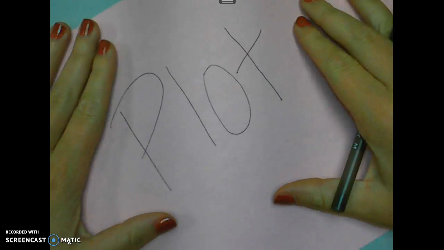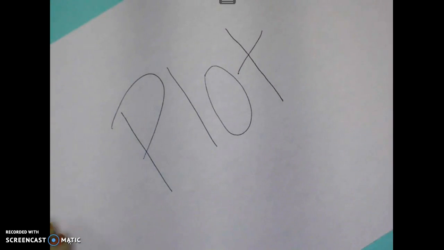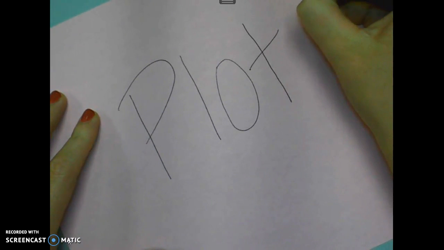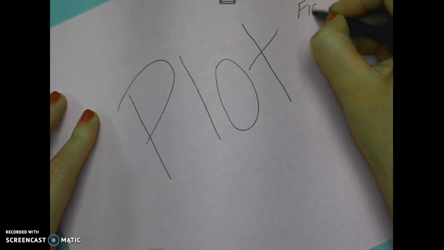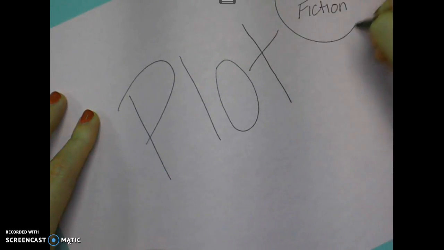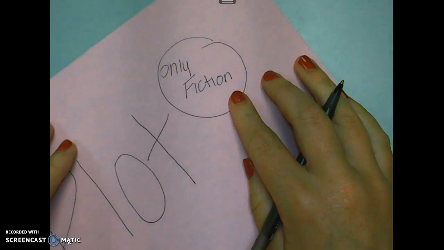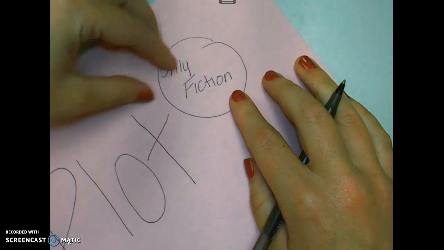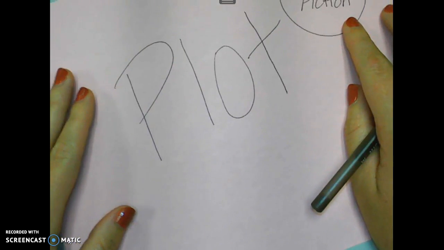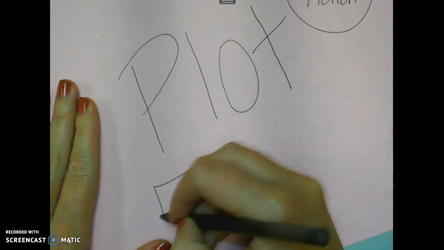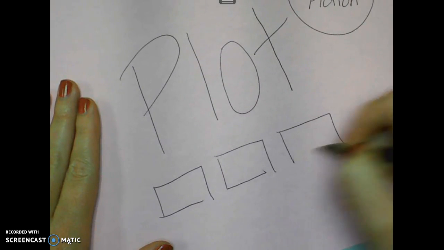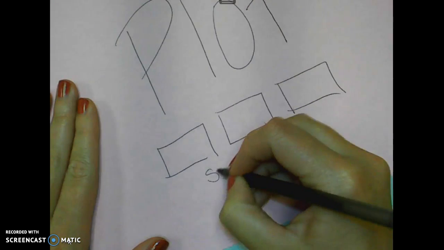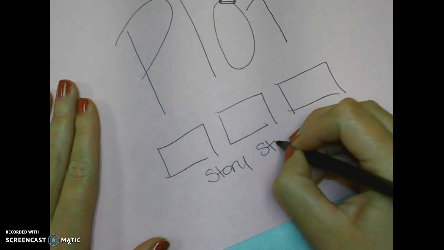Today we'll be covering plot and exactly what it is and how to use it. Now plot, the important thing to know, it's only fiction. Okay? Only fiction. This is only what we use for fiction. Even though some nonfiction could sound like it has a plot, this is primarily fiction. Okay? A plot is kind of the foundation of all fictional stories. Another word we call plot is a story structure.